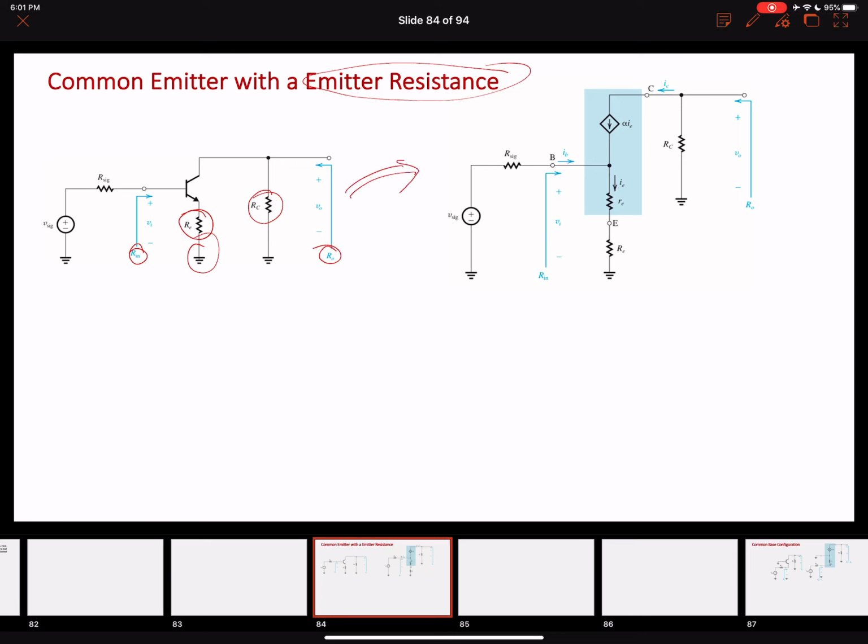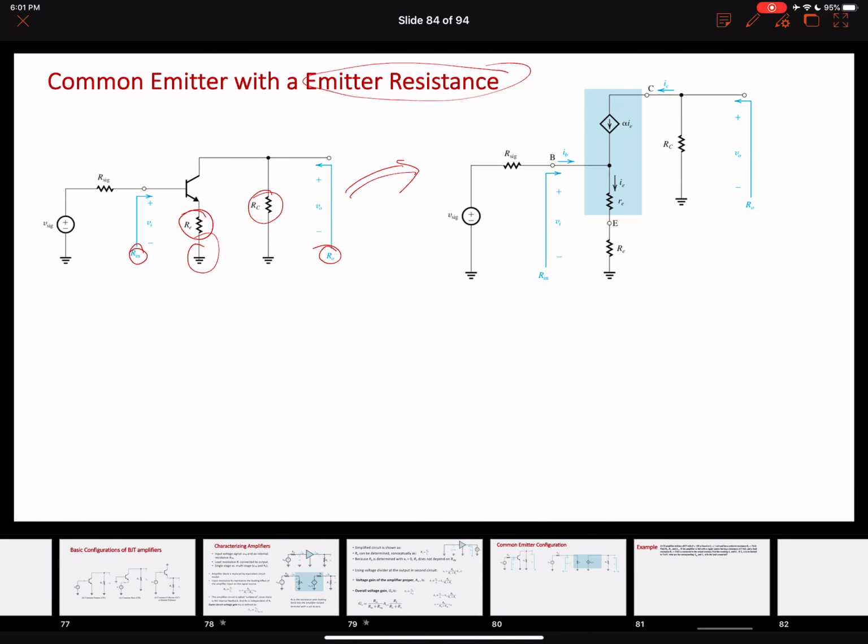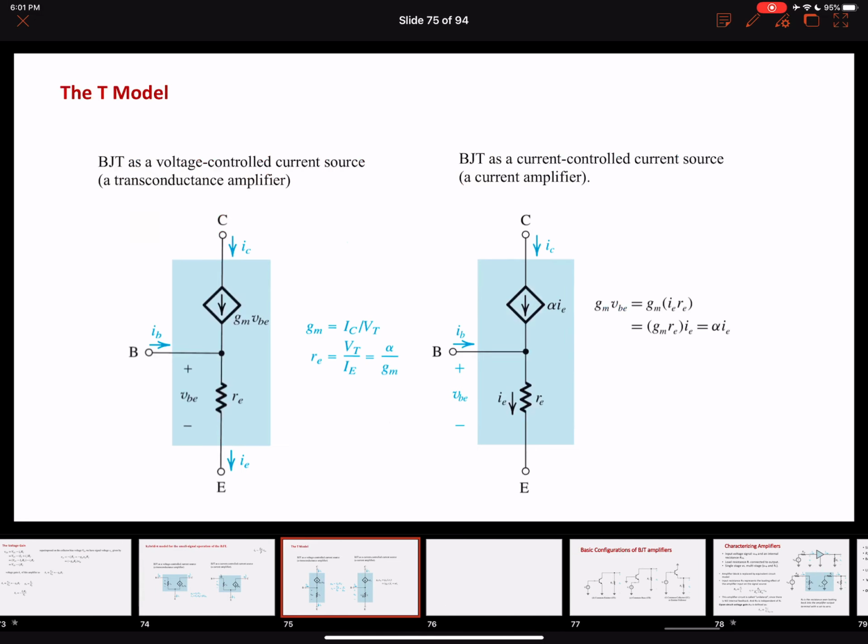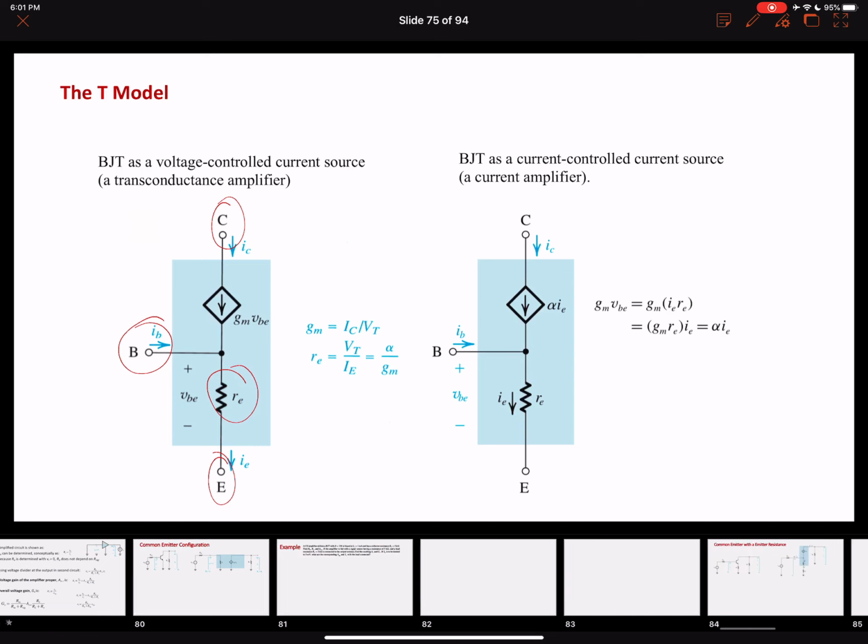When we make an equivalent circuit model, the model looks slightly different. Rather than using a hybrid pi model, this time we ended up using a T model, right? Again, showing you the T model over here. This was the T model where we had a base like this, collector like this, and emitter like this. And our resistance is the emitter resistance in between base and the emitter in a T model. Okay, so let's use the T model here.